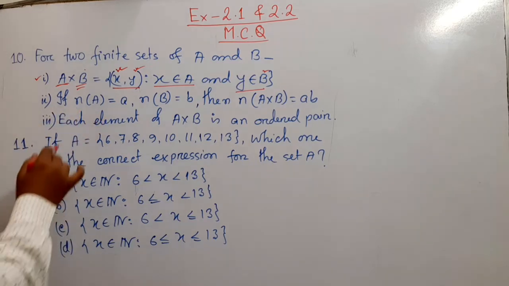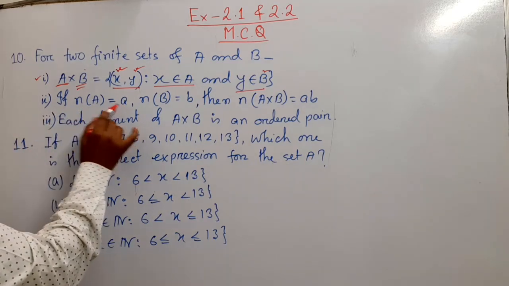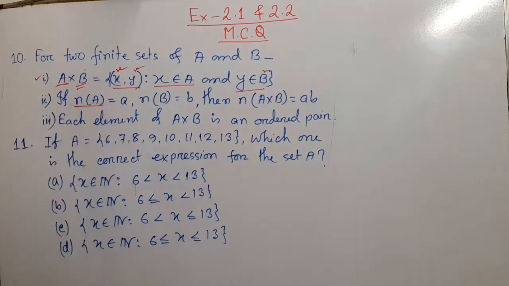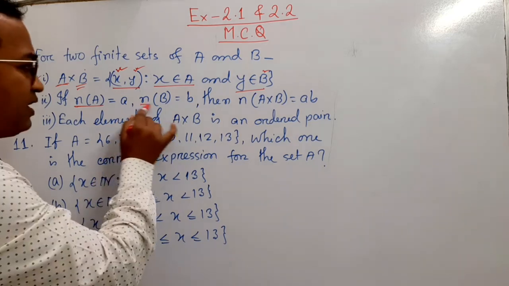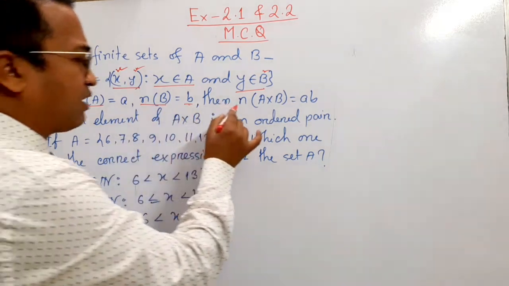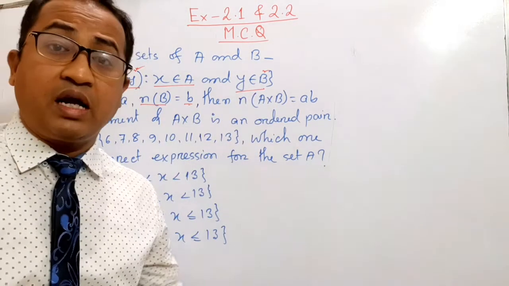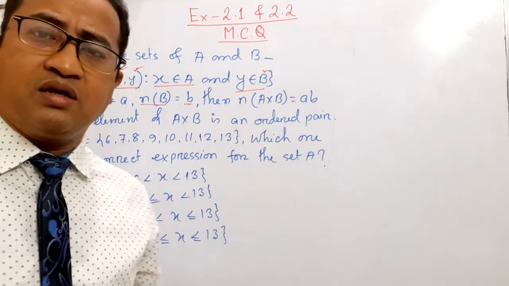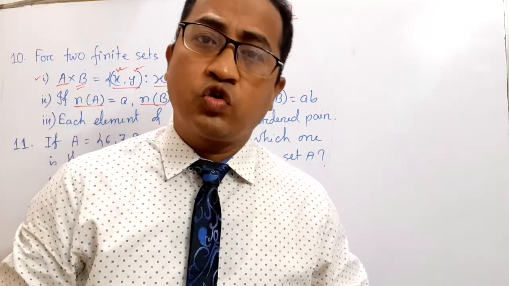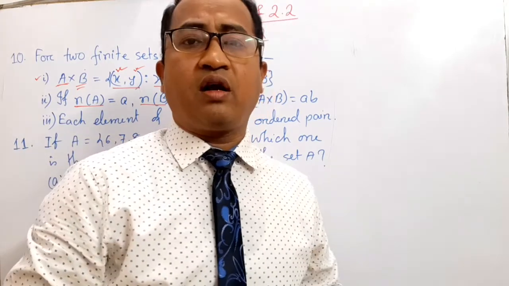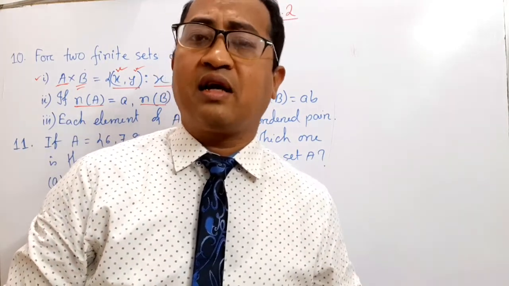Two number information: if n(A) is equal to a, what do you mean by n(A)? Number of elements of A is a. Number of elements of B is b. Then the number of elements of A cross B is ab. Is it correct? I wanted to show you an example. After that, you can tell yourself whether it is correct or wrong.